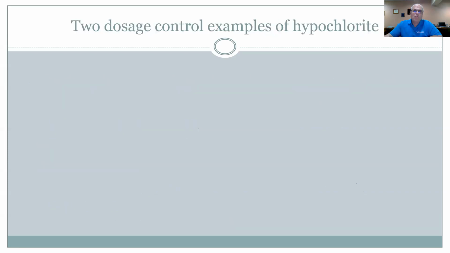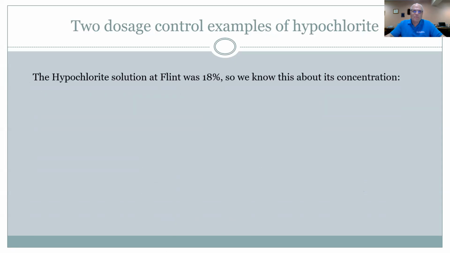So let's look at 2 dosage control examples for hypochlorite. This is always a good idea. I think there's more than one way to skin the cat here, as I've mentioned in other videos. If you can calculate the dosage 2 different ways and come up with the same numbers, then you know you're on track. One is a check on the other. So let's say this. I'm going to do this over 2 slides.